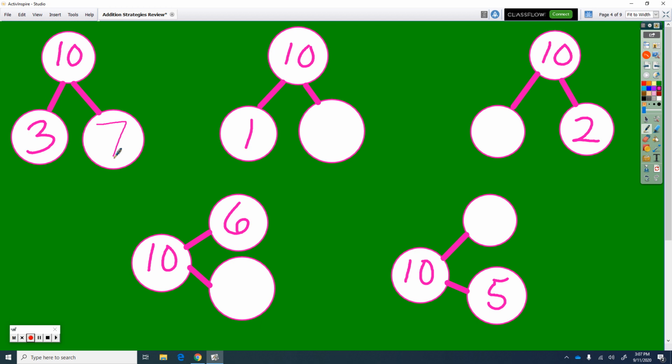Good. 3 would need 7 more. Oh, I bet you know that one. 1 needs how many more? Yeah, it needs 9. Oh, what about 2? How many more does it need? Yes, it needs 8.